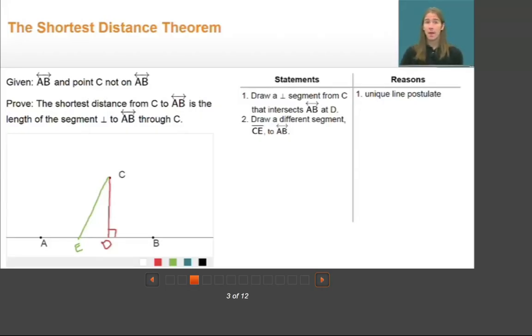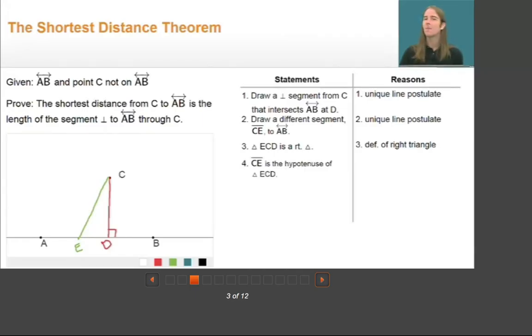Well, I was able to draw that line segment CE by the unique line postulate again, and I want you to notice that triangle ECD is actually a right triangle, and that's by the definition of a right triangle. Furthermore, CE is the hypotenuse of that right triangle, because it's opposite the right angle, which means that by the definition of the hypotenuse, we know that this is the case. We know something about the hypotenuse of a triangle. In fact, we know that it is the longest side of the triangle. And so that means that CE is the longest side of this triangle, and specifically that the length of CD is strictly less than the length of CE. And we know this by the definition of the hypotenuse.